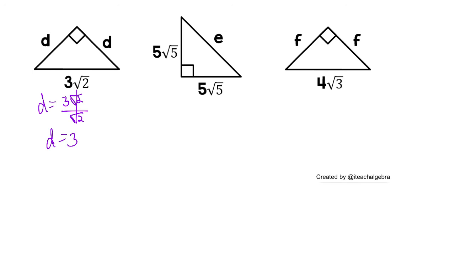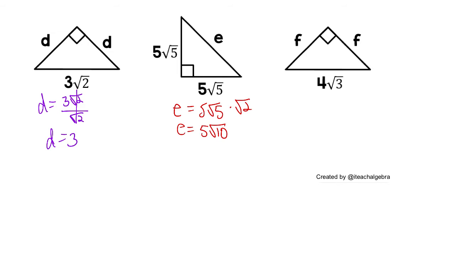Now, we know the legs are 5 square root of 5. So to find e, we multiply 5 square root of 5 times the square root of 2. We multiply roots. We just multiply what's under them and go on with life. And that's the answer, 5 square root of 10.